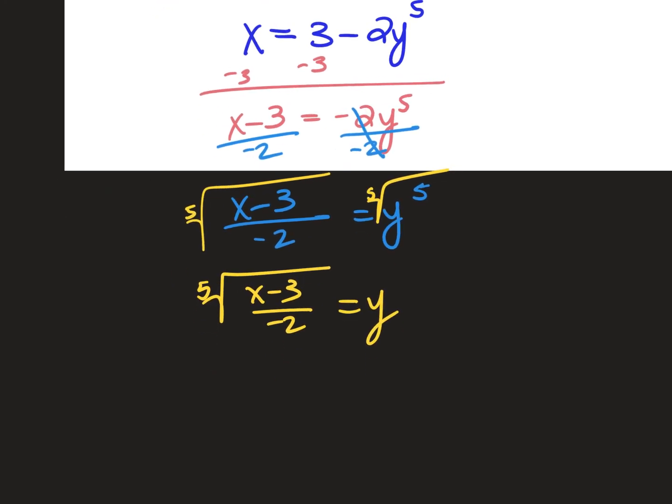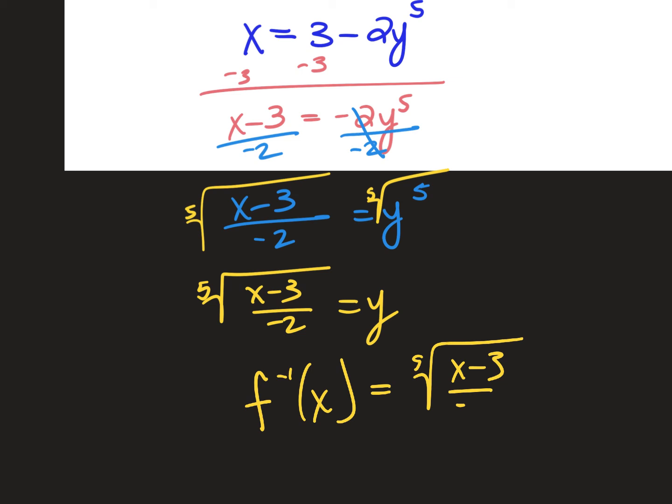And then what's my final? So I have f negative 1 of x equals the 5th root of x minus 3 divided by negative 2.